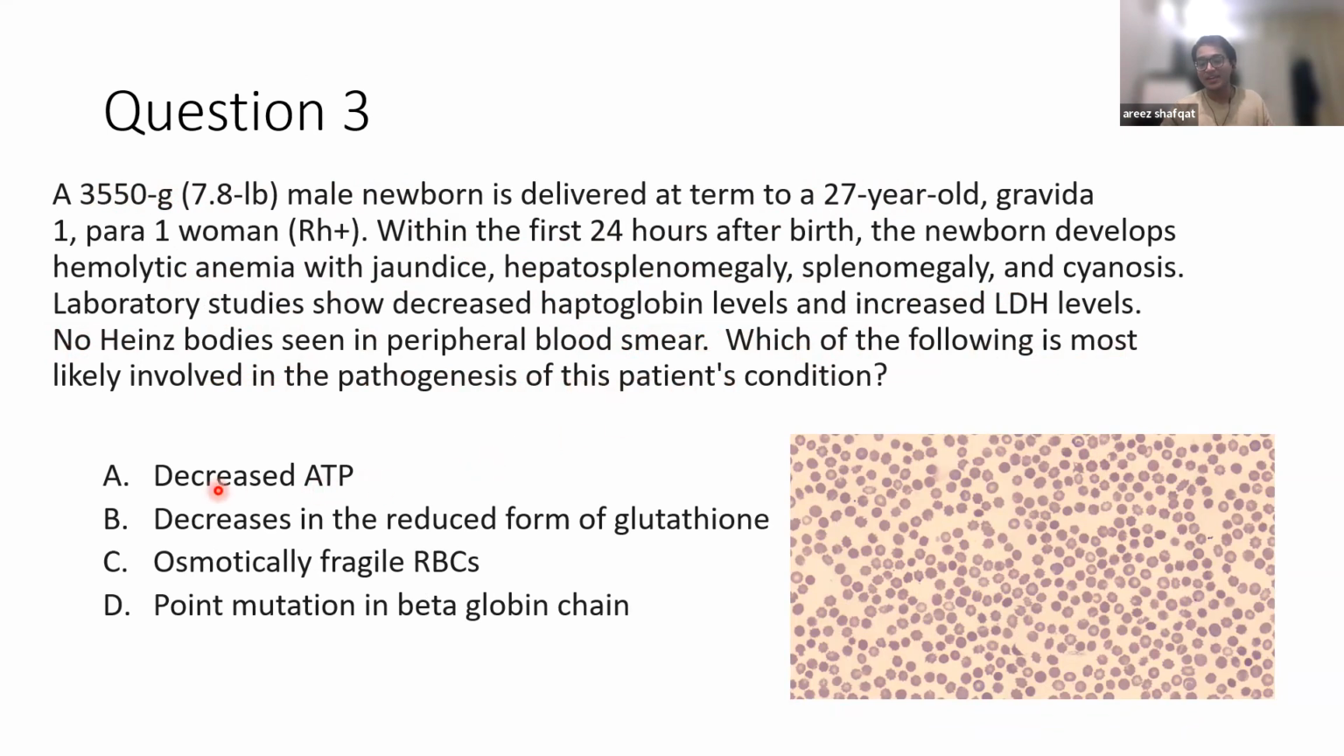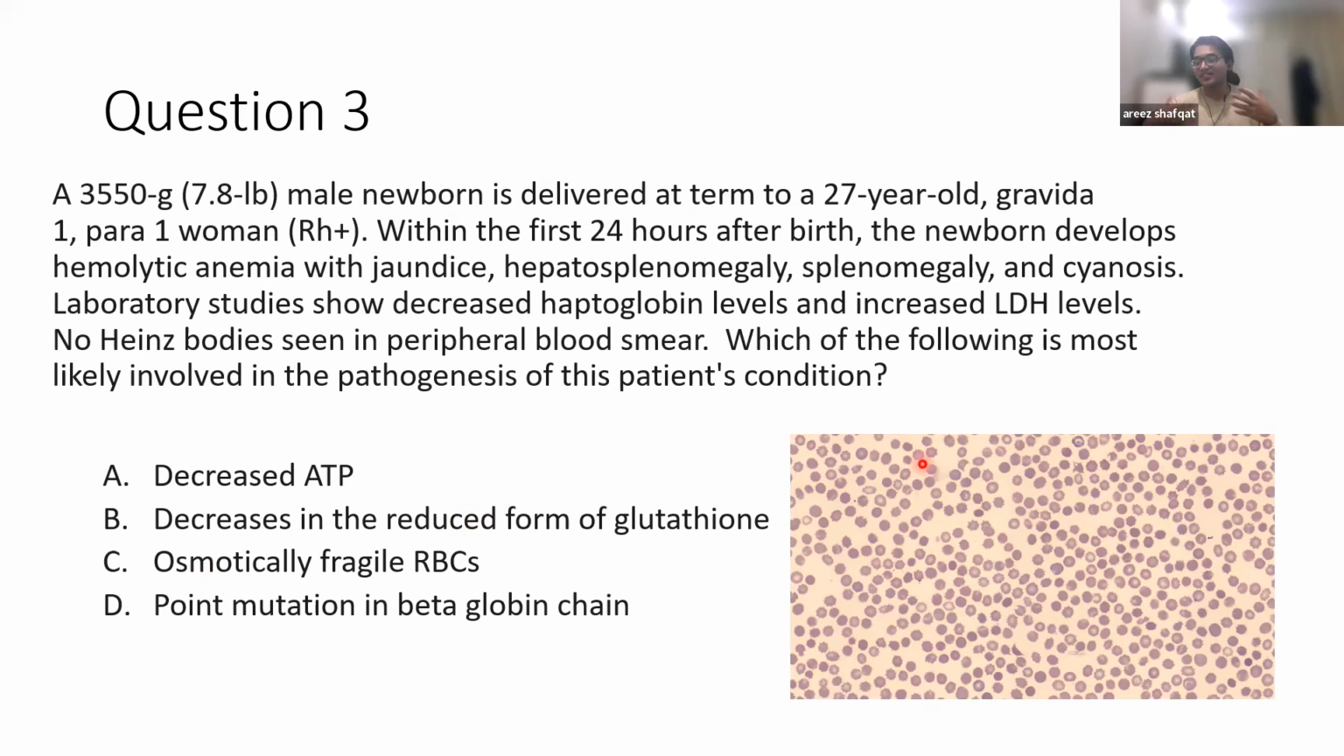Excellent. It would be A, because this is pyruvate kinase deficiency. All right. Decreased reduced form of glutathione, that's G6PD deficiency. Point mutation in beta globin gene, that's sickle cell anemia. Osmotically fragile red blood cells, that's hereditary spherocytosis. Forget about that. You learn about that in heme. So no Heinz bodies. So pyruvate kinase deficiency. Yep. Excellent. So both cause hemolytic anemia. Pyruvate kinase doesn't cause Heinz bodies.